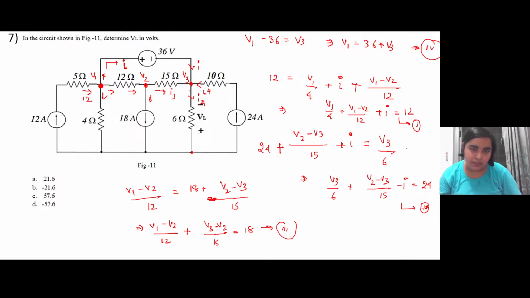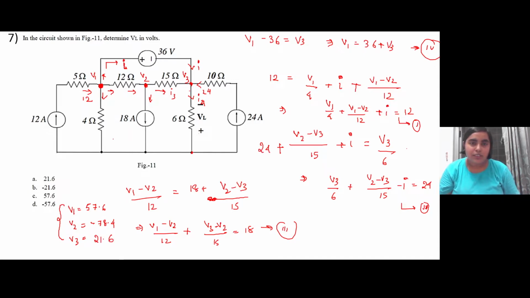Everyone okay with this one? Yes, ma'am. Okay. So once you solve all this, I will just write what comes out: V1, V2 and V3. V1 comes out to be 57.6 volt, V2 comes out to be minus 78.4 and V3 as 21.6.